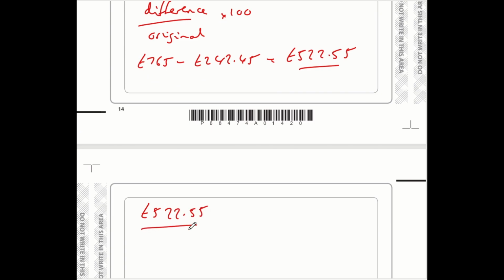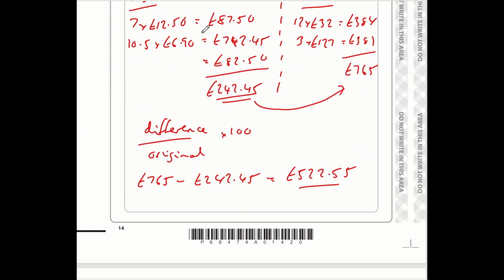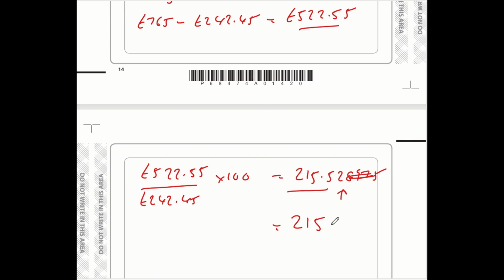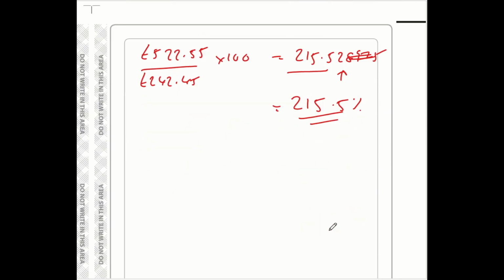So our final calculation is simply, this is the difference, 522.55 over the original, or the cost, well, what was it originally before it went up? Well, that's the 242.45. And we're going to multiply that by 100. So 522.55 divided by 242.45 times 100, and this is where a problem might occur, or mind you, this formula might have caused a few issues, is 215.528.975. So to 1 decimal place means, let's look at the second decimal place, it's a 2, so that will round down to 215.5%.